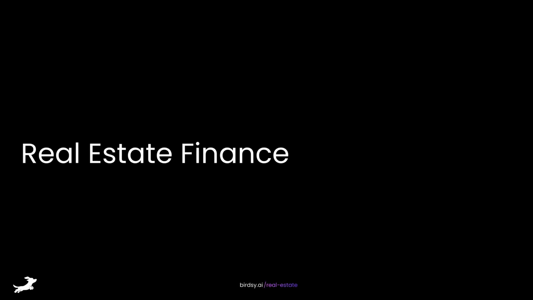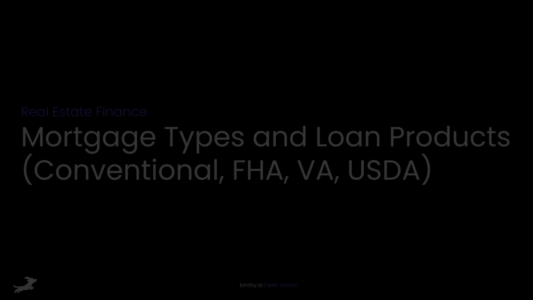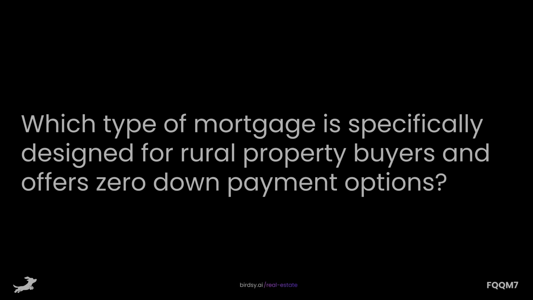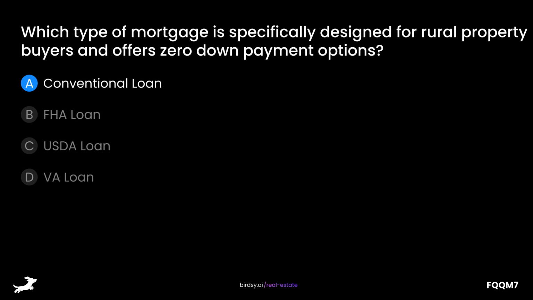Let's continue with some questions on real estate finance. Mortgage types and loan products: conventional, FHA, VA, USDA. Which type of mortgage is specifically designed for rural property buyers and offers zero down payment options? Is it A, conventional loan, B, Federal Housing Administration, FHA loan, C, U.S. Department of Agriculture, USDA loan, or D, U.S. Department of Veterans Affairs, VA loan? The answer is C, U.S. Department of Agriculture, USDA loan.